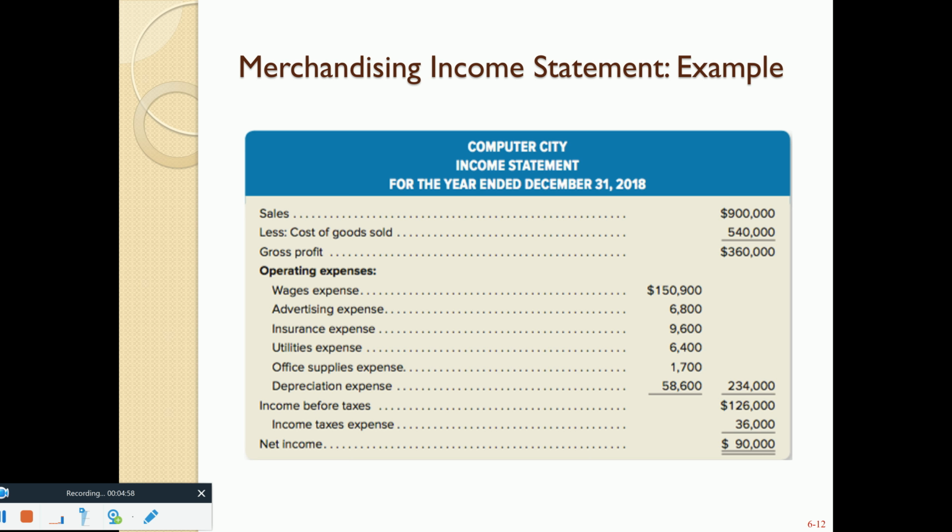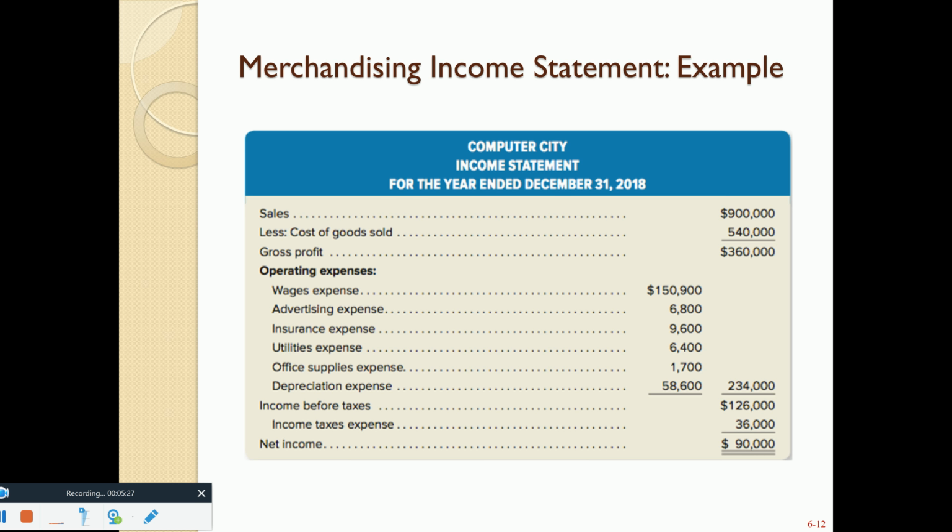And then we'll subtract out all of our other operating expenses, and you can see a listing here: wages, advertising, insurance, utilities, office supplies, and depreciation. You add up all those expenses, they total $234,000. Subtract that from gross profit of $360,000. You get your income before taxes, and we'll segregate our income tax expenses so we all can see it, $36,000, and the result is net income.